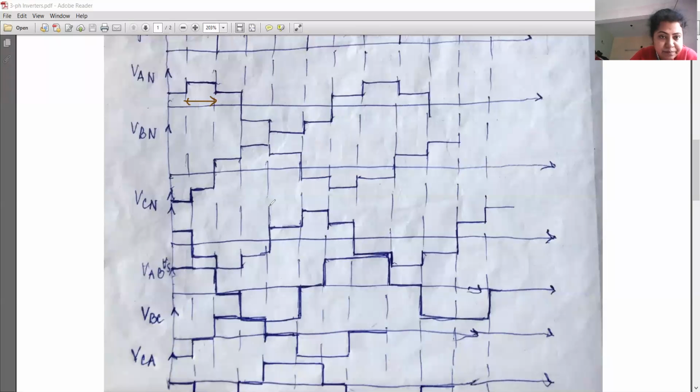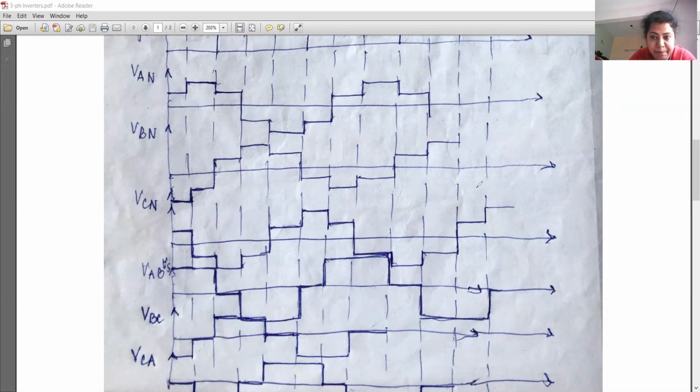This interval here from here to here is a delay of 120 degree from this interval, and the same waveform here is repeated here, and there is a delay of 120 degree, and again from this interval to this interval there is a further delay of 120 degree. So we get the phase voltages delayed by 120 degree, and we get a three-phase waveform of VAN, VBN, VCN delayed by 120 degree.